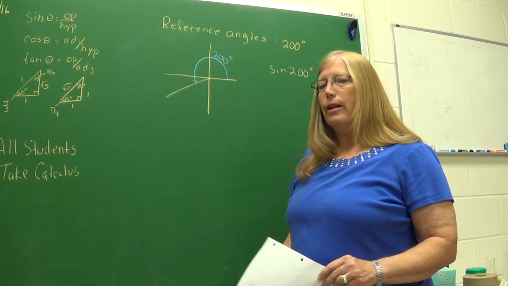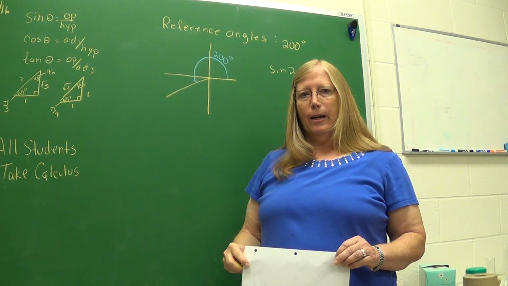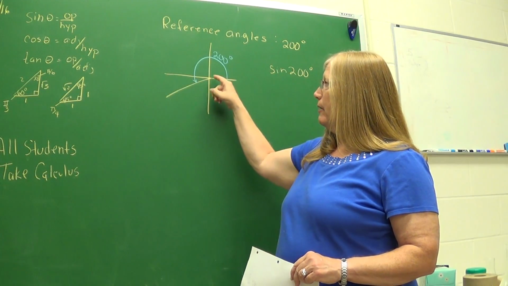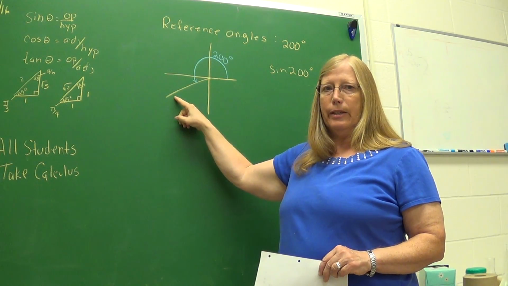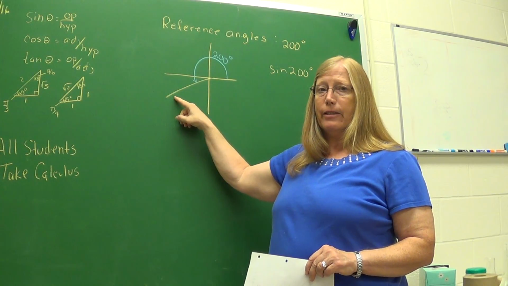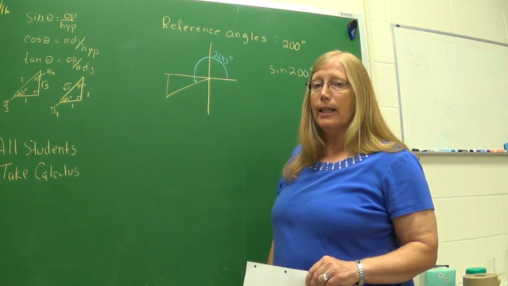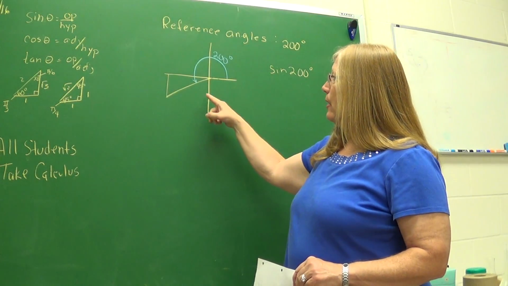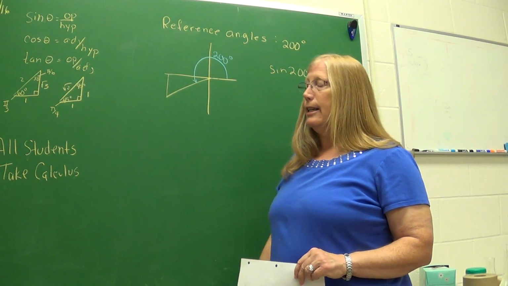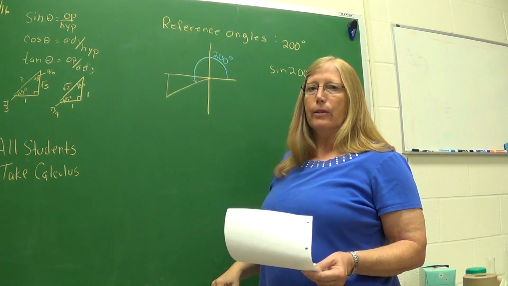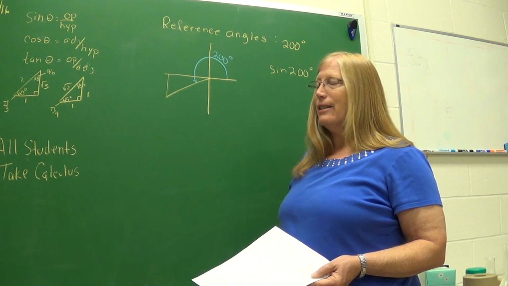Now I'm going to draw the reference triangle that will help me find the sine. I've already drawn the terminal side, which is the hypotenuse of my reference triangle, and now I'm just going to draw the opposite side to meet the x-axis. That is called the reference triangle, and it will always be formed by the opposite side connecting to the x-axis.